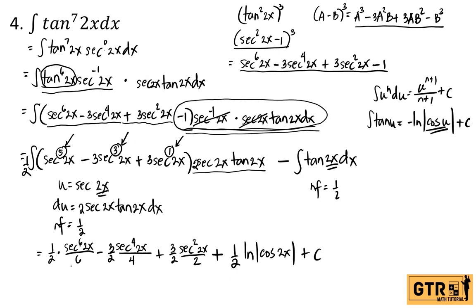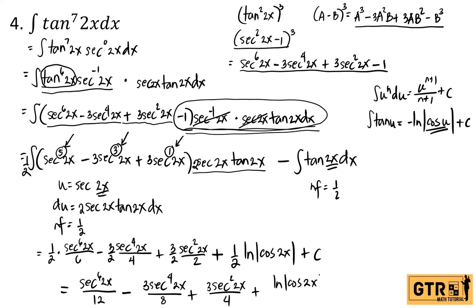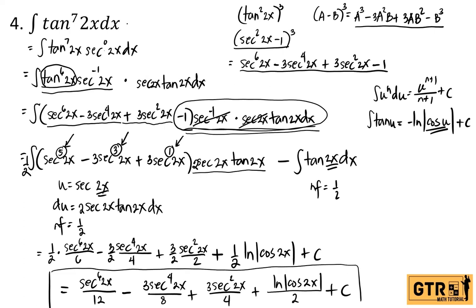So for the final answer, just multiply the denominators. The final answer will be secant to the 6, 2x over 12, minus 3 secant to the 4th 2x over 8, plus 3 secant squared 2x over 4, plus ln cosine 2x over 2, plus c. So this is the final answer for the integral of tangent to the 7, 2x dx.